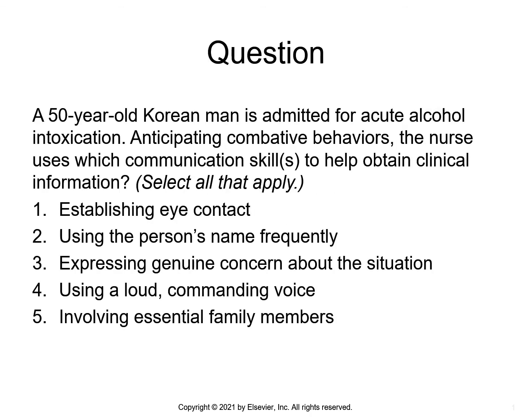A 50-year-old Korean man is admitted for acute alcohol intoxication. Anticipating combative behaviors, the nurse uses which communication skill to help obtain clinical information? Establishing eye contact, using the person's name frequently, expressing genuine concern about the situation, using a loud commanding voice, involving essential family members. The correct answer: 1, 2, 3, and 5.